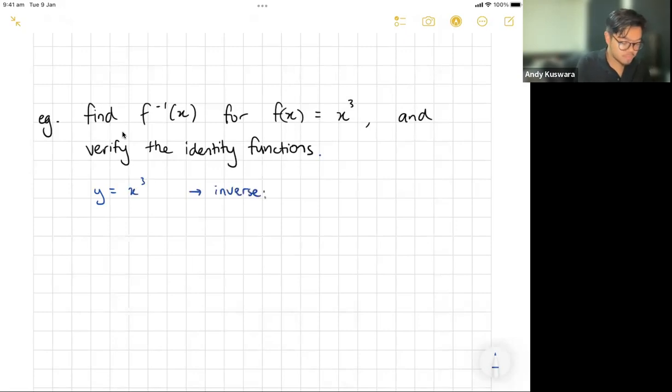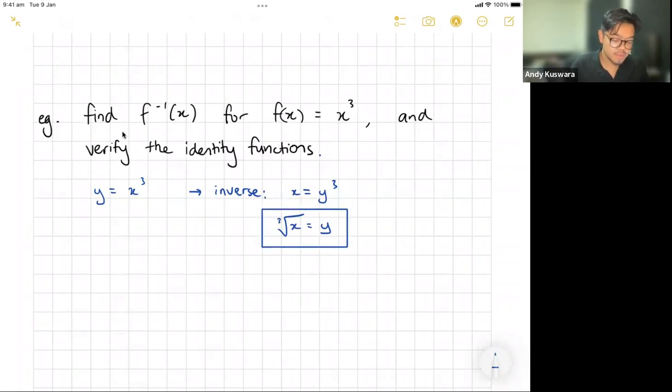All we do is swap. So it becomes x equals y cubed, but then we want to take the cube root of each side because I want it in the form of y equals. And that there would be our inverse function. Or in other words, f^-1(x) would be the cube root of x. Now, the cube root is a one-to-one function, so I can write it as f(x). I don't have to write it as y.